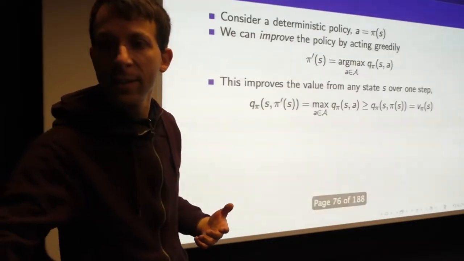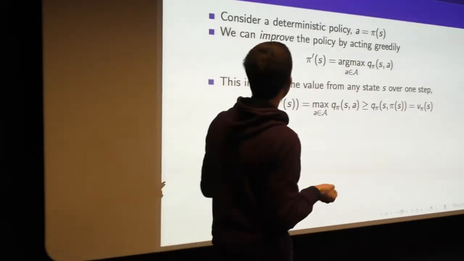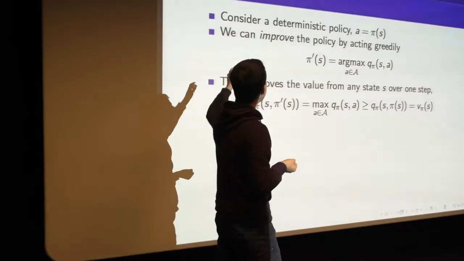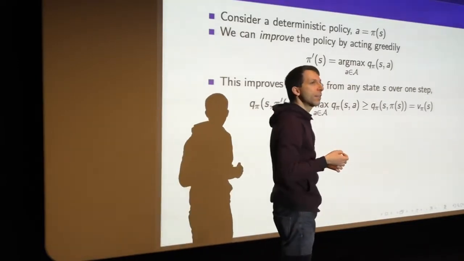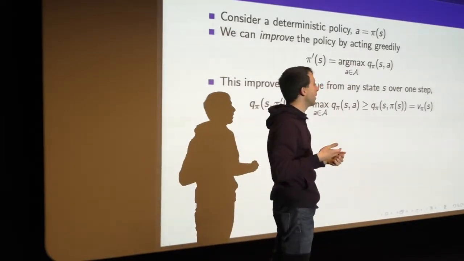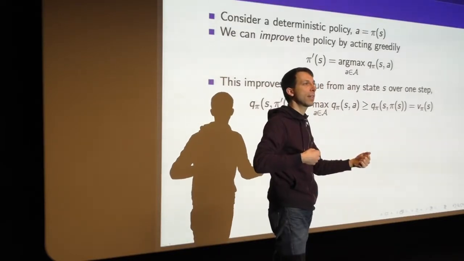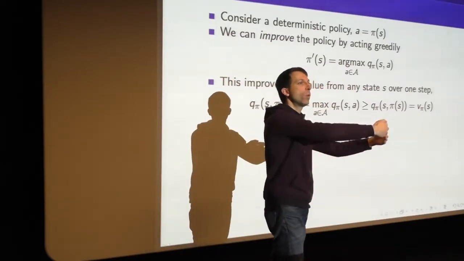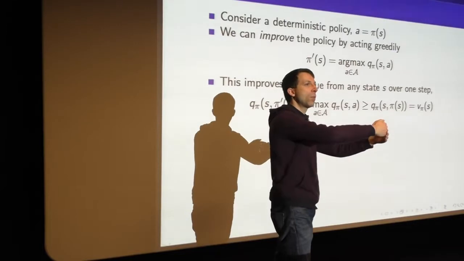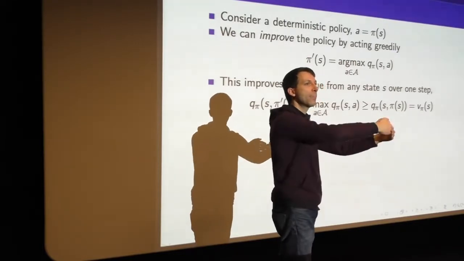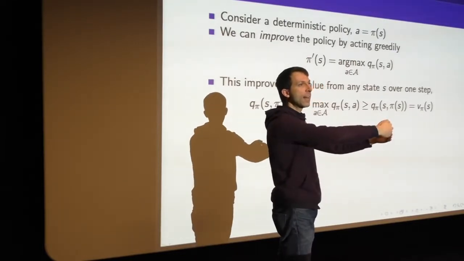So the first thing to understand is to show that if we act greedily, the greedy policy at least improves the value that we're going to get over one step. Let's not worry yet about what happens after that. Let's just consider one step and see whether we get more value over one step.